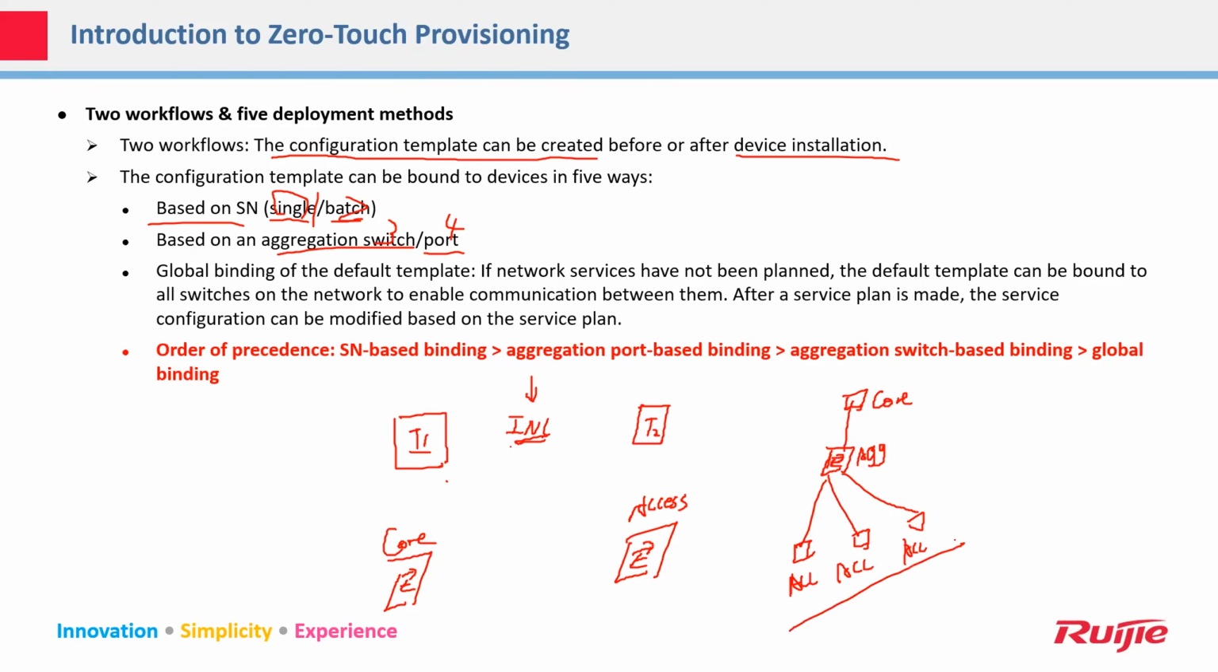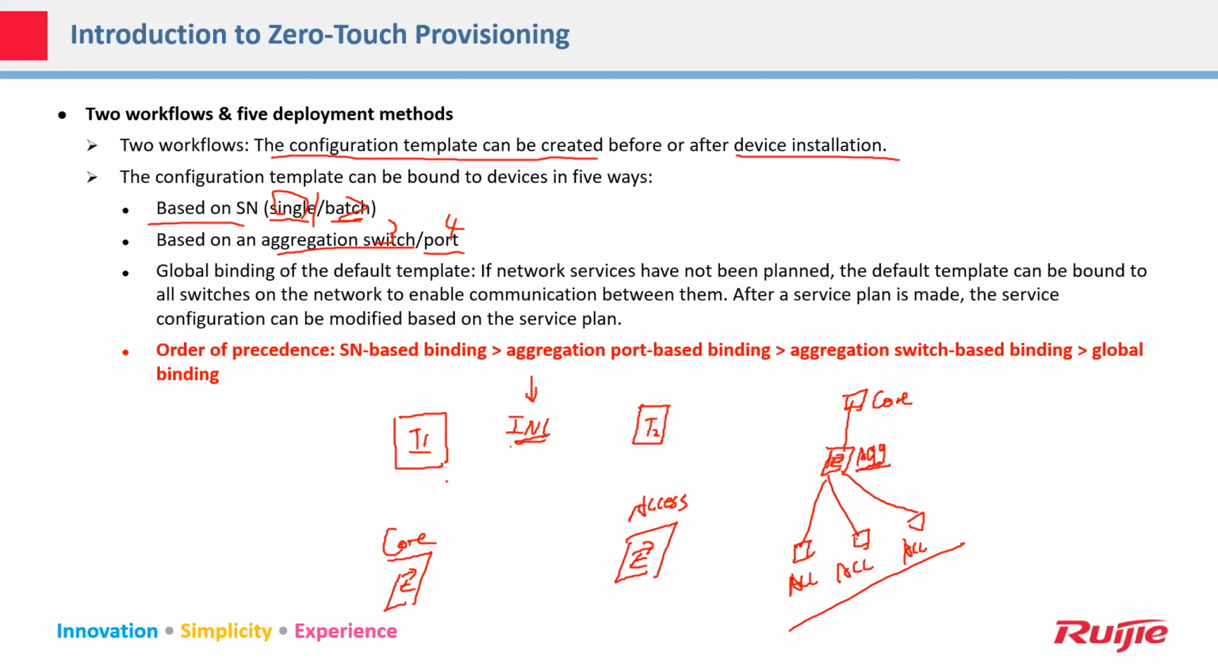If all these access switches can use the same template, we can use the aggregation switch method. We just need to find the IP address of the aggregation switch with the template, so all the downstream access switches can receive the same configuration template. Okay, aggregation port is similar.